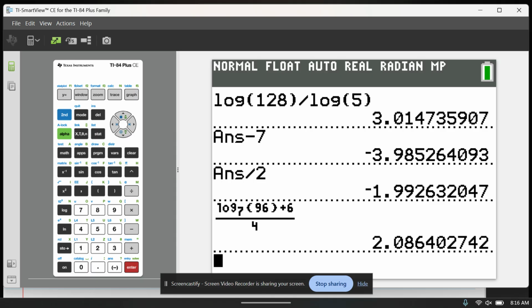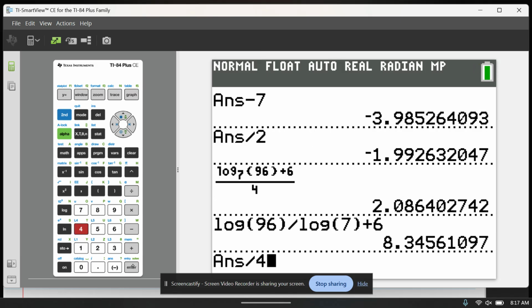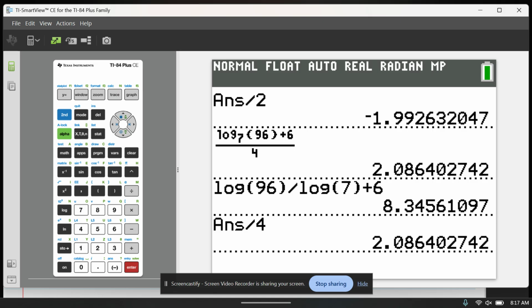And if you don't have that, you can do the log of 96, close parentheses, divided by log of 7, close parentheses, then add 6 to that, get that answer, then divide by 4. You're going to get the same decimal as we got with the other one. So, TI-84 style, TI-83 style, same decimals out of that.